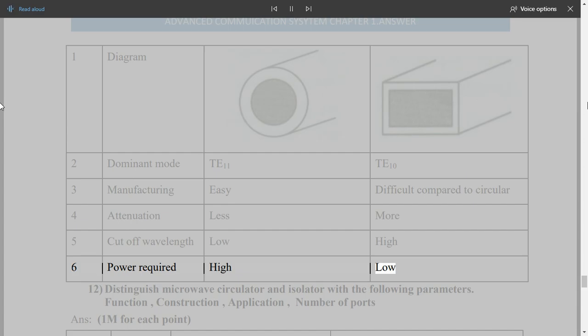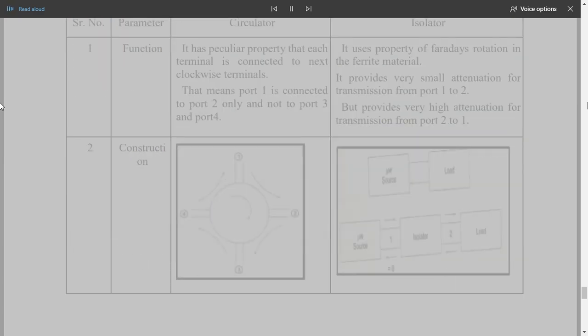Distinguish microwave circulator and isolator with the following parameters: function, construction, application, number of ports. Answer, 1 mark for each point. Serial number, parameter, circulator, isolator. 1. Function. It has the peculiar property that each terminal is connected to the next clockwise terminal. That means port 1 is connected to port 2 only, and not to port 3 and port 4.